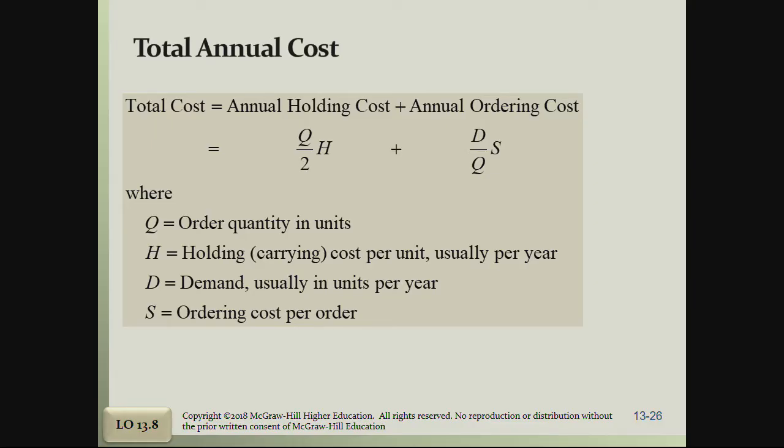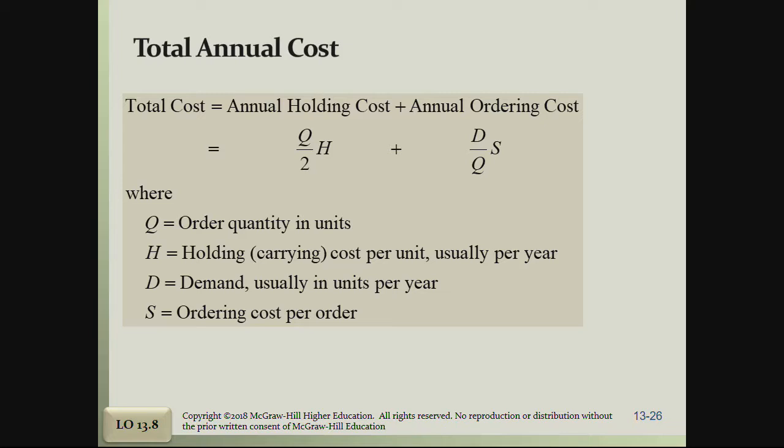Annual ordering cost, they give this formula to us. D, which is the annual demand, right? 1,000 units per year, that's our annual demand. Divided by Q, remember Q is the order quantity. Every time you order 100. Times S, which is the per order cost. When you place one order, you spend like $300, something like that.